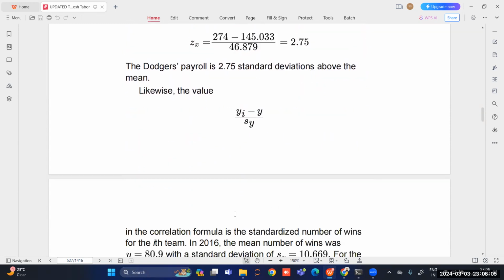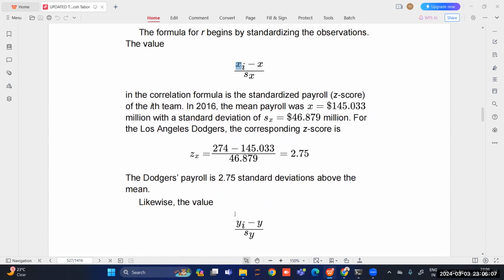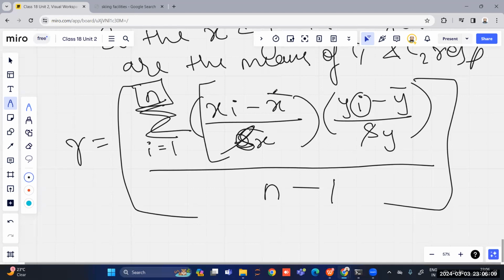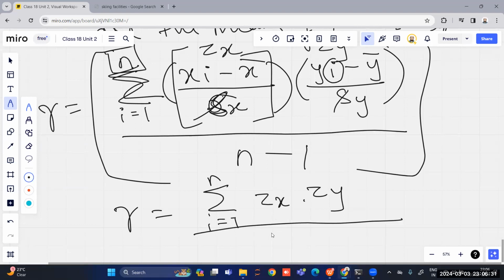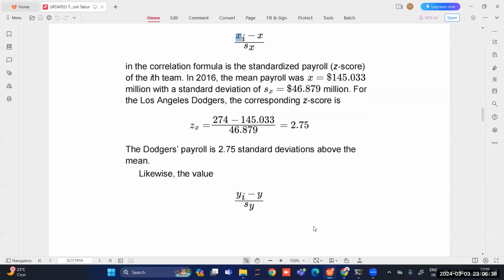For suppose what he is saying, this thing in this formula, what is this? Can you say this is the Z score for X? Yes or no? And this is the Z score for Y. Yes or no? So the formula of r, what he is suggesting, is i running from 1 to n, summation of Zx into Zy, the Z scores of all the columns, divided by n minus 1. That's what he's trying to explain here in this example.